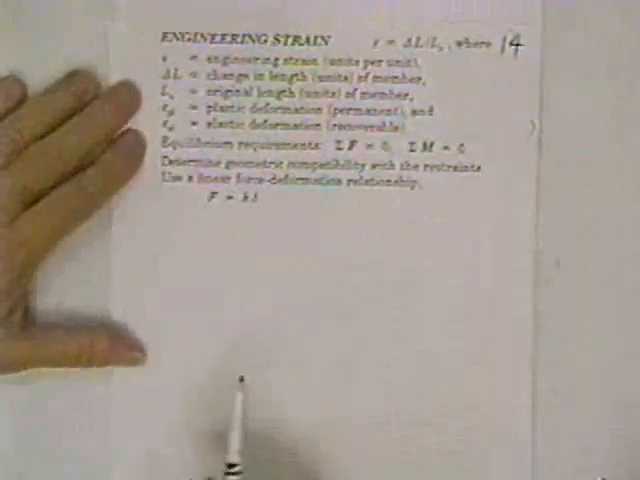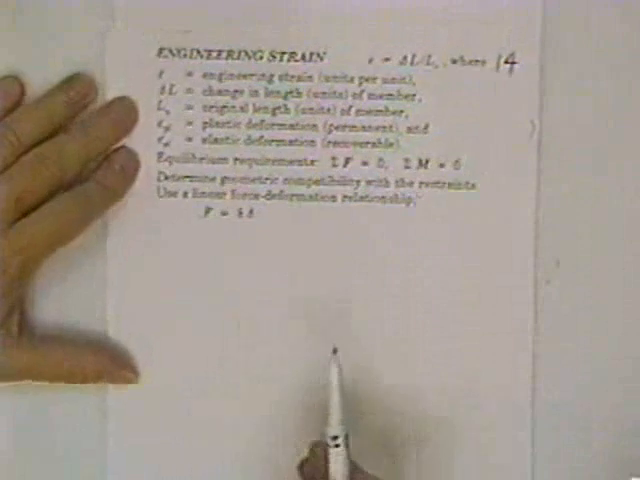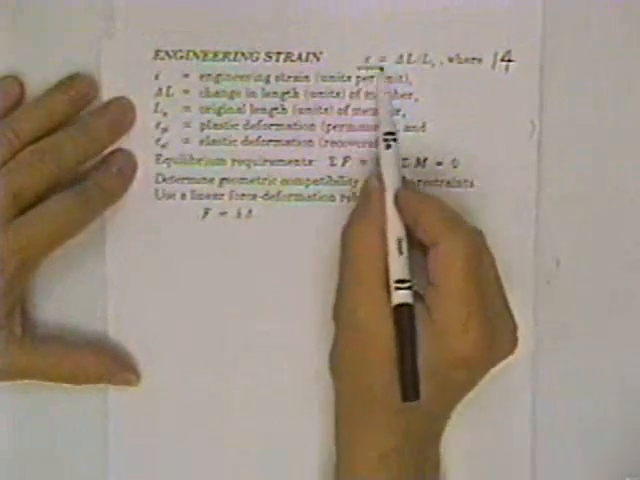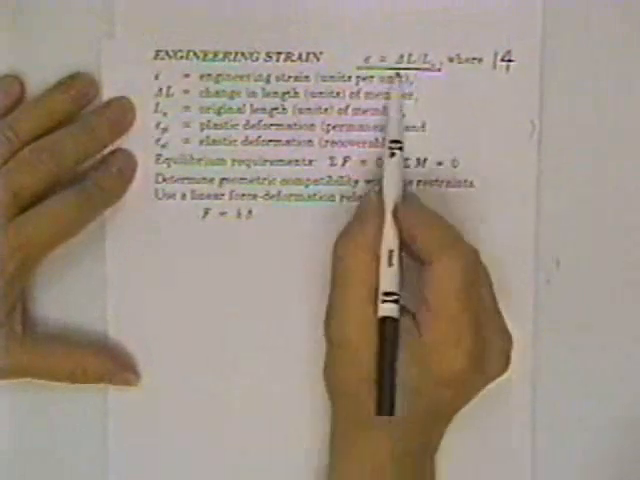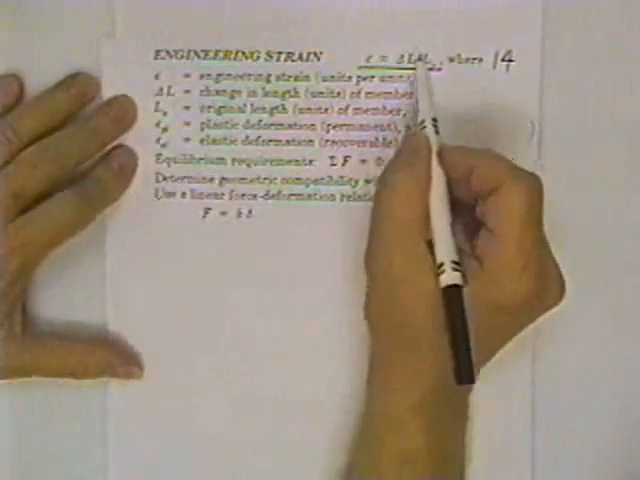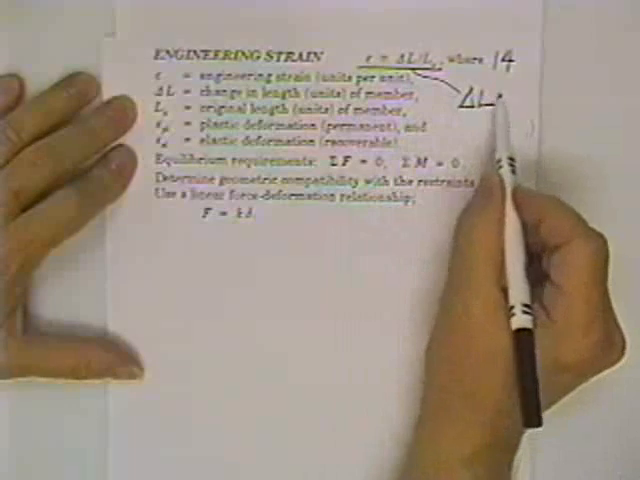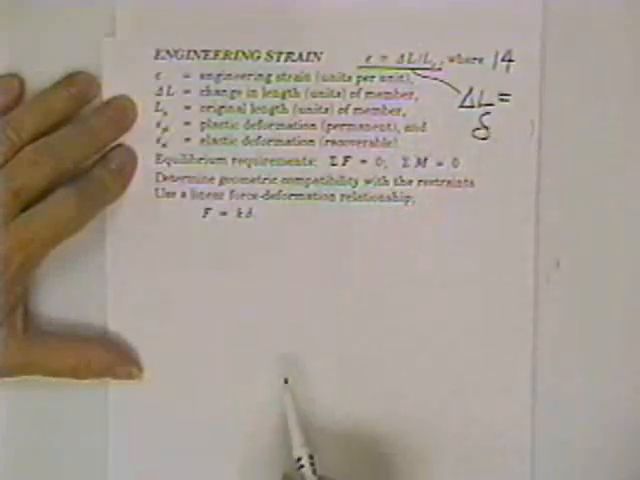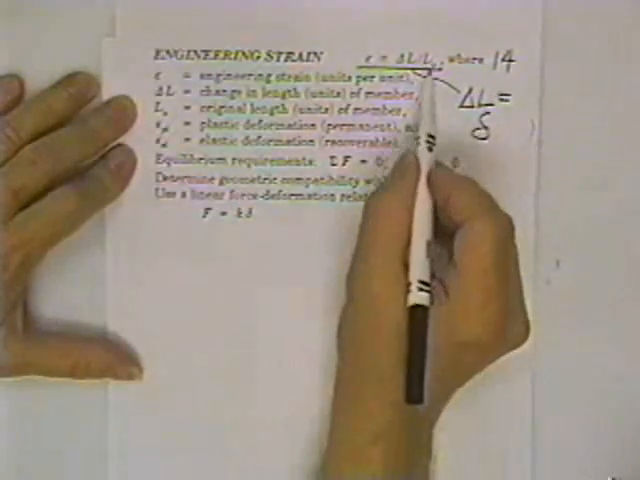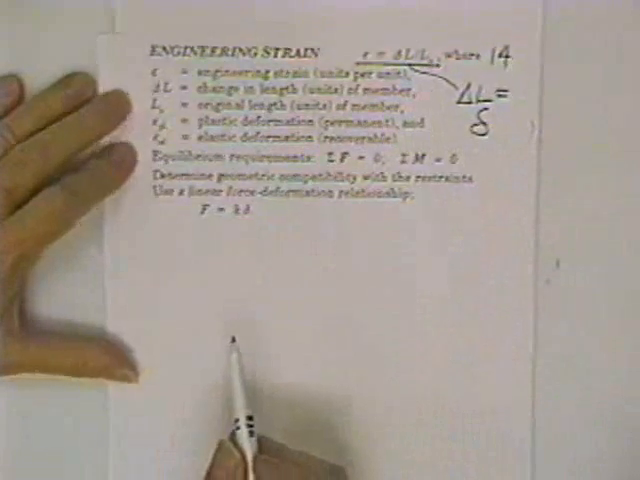He has the same equations we have. His symbols are a little different. He doesn't use delta. That's what I use right there. Delta L for him is delta line. L0 is the original length.